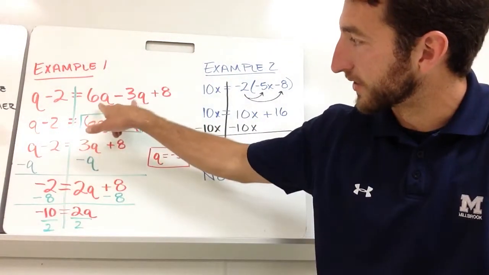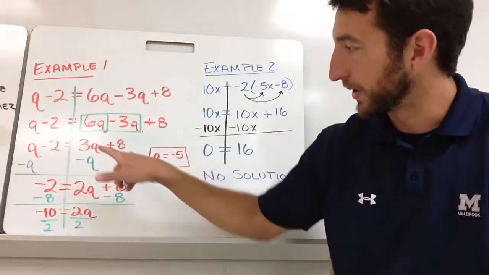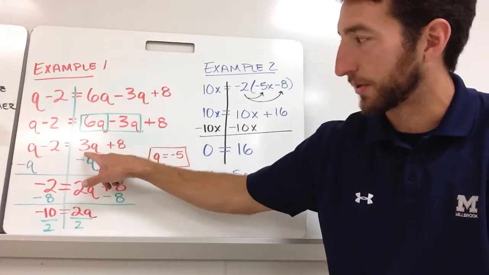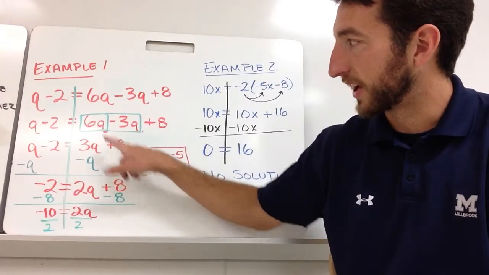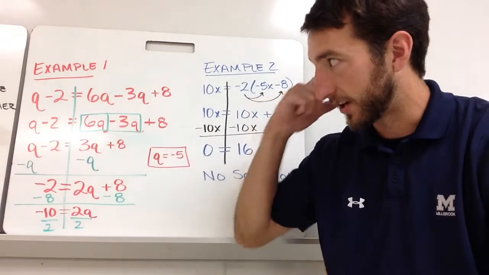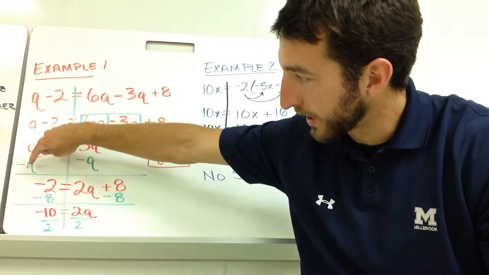I know that my 6q and my negative 3q are going to be like terms. So I combine them: 6q minus 3q gives me 3q. I still have the plus 8, so I bring it down. I didn't do anything to the other stuff, so I'm just going to bring it straight down to the next line.